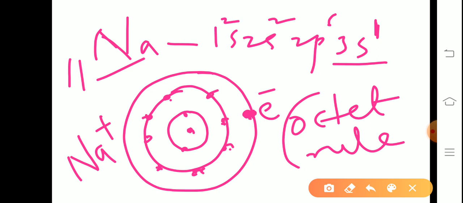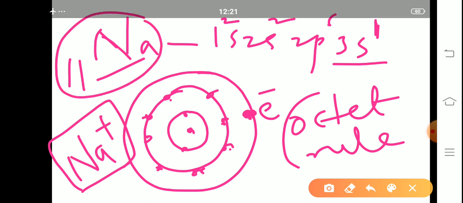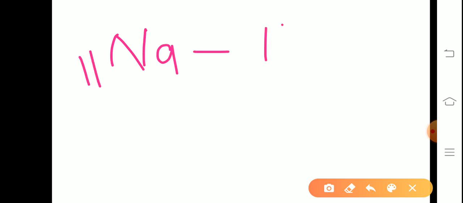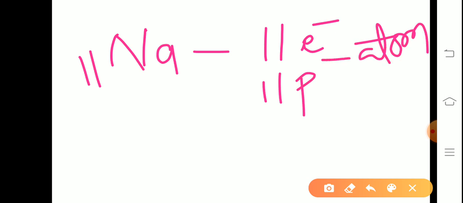So we can now call it not a sodium atom, because it loses one electron. This is called an ion. So sodium is an atom. Okay, let us observe another one here. Sodium, atomic number 11, contains 11 electrons and 11 protons. That's why it is called what? Atom. What happens to the sodium ion?